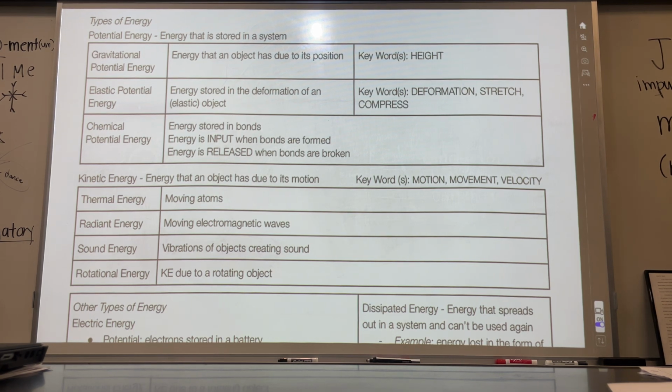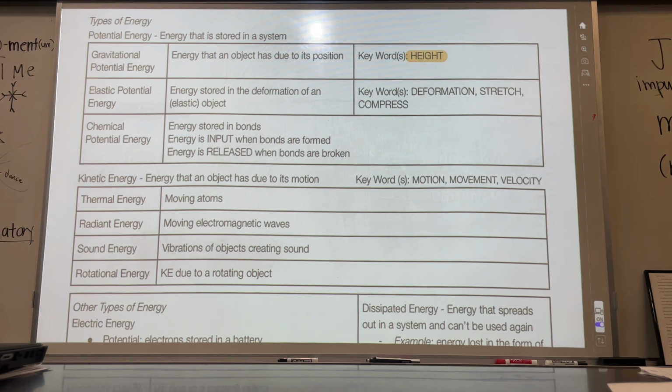And the key word that you want to pay attention to see if something has gravitational potential energy is if something has height. So when you're reading a practice problem and it gives you a height of some kind of value, then you know the object has gravitational potential energy. Okay?